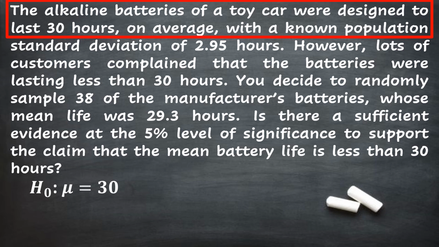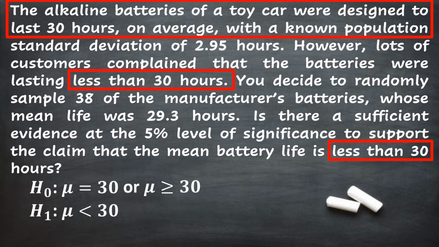And for the lack of space, I will just write the mathematical statement for the null hypothesis, which is population mean is equal to 30. And then next, as you have seen in the problem, we have phrases such as less than 30 hours. So that less than 30 hours is a representation for our alternative hypothesis. For the alternative hypothesis, we can write it as the batteries were lasting less than 30 hours, or in mathematical statement, population mean is less than 30.